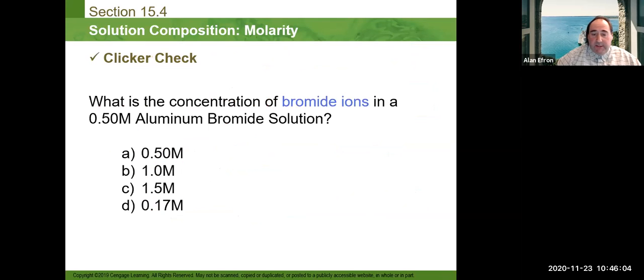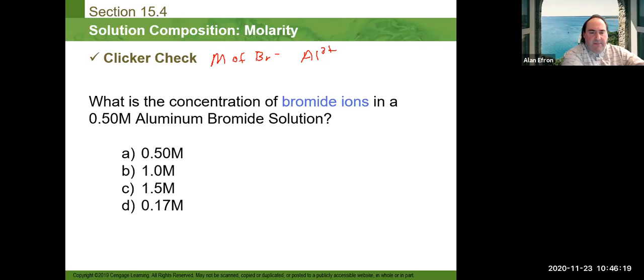All right, so why don't you give one a go here? We have aluminum bromide. Why don't we do both? Let's figure out the molarity of the bromide ions and also the aluminum ions. Take a minute or two and see if you come up with that.